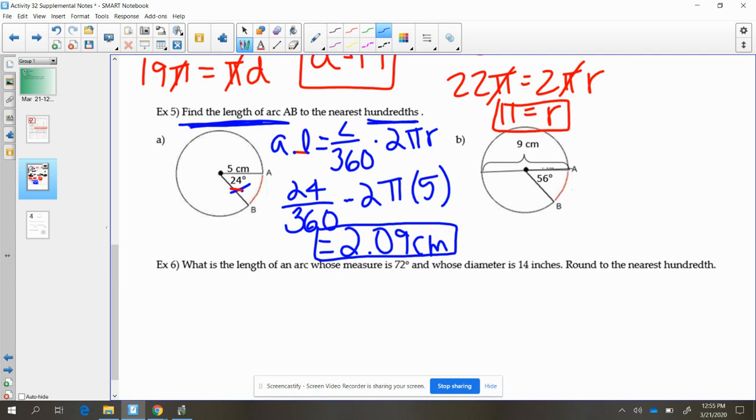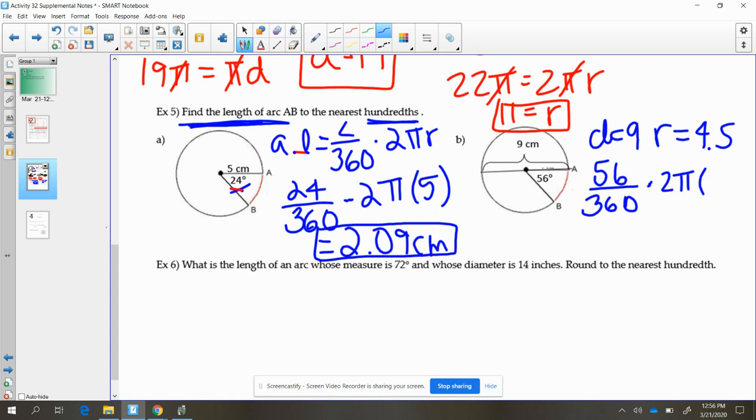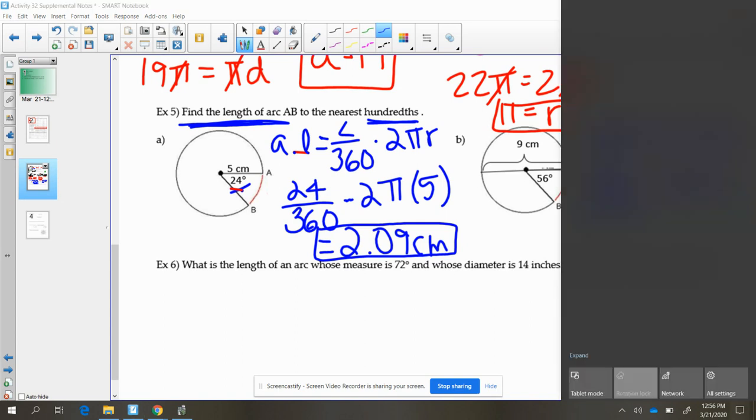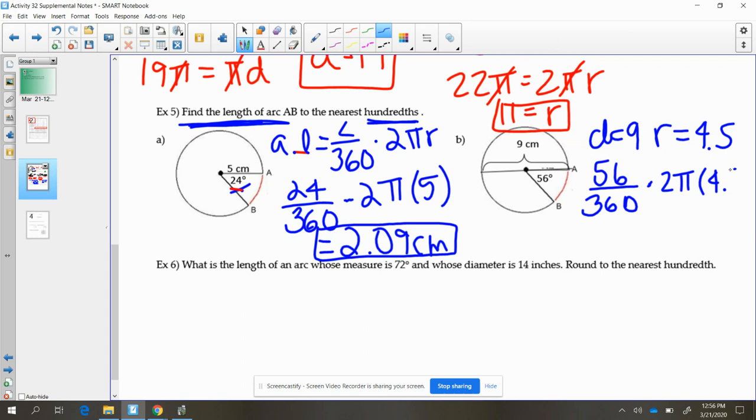the perimeter. Be careful in example B, notice they're giving you the diameter is 9, which means the radius is going to be 4.5. So when we plug into our formula this time, arc length equals angle measure divided by 360 times 2 times pi times the radius. And type that in a calculator.